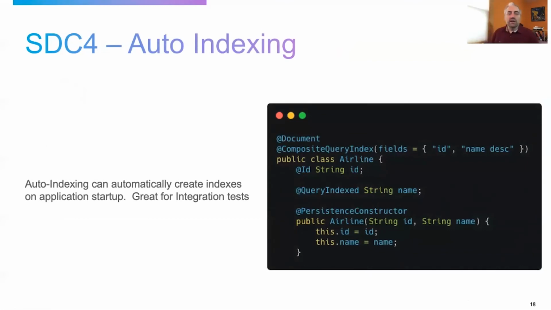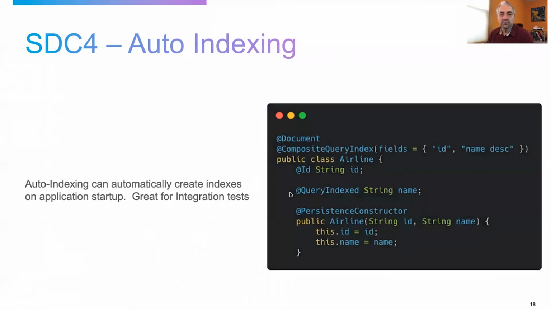Another new feature is auto indexing. What happens is when the server starts up, it will automatically create the indexes you specify in your bucket. In this example, there are two indices created. The first is a composite query index with the fields ID and name. And this DESC following name is a qualifier indicating that name is to be descending. And the other one is a simple query index on just one field, name.